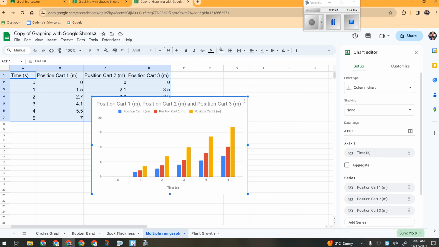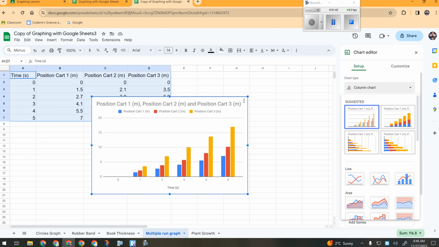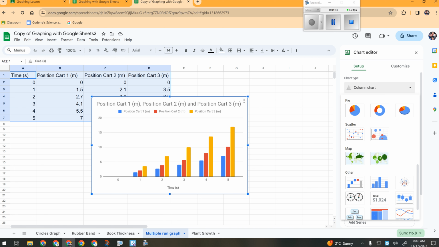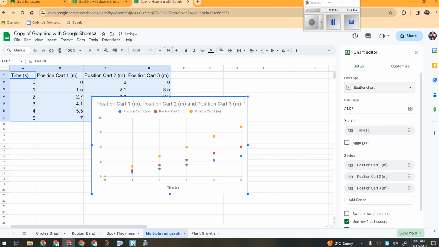So it picked a column graph. I don't want that, that's not what I'm looking for. So I have to go here to chart type where it says column chart, and I just have to scroll down until I find scatter. That's what we were doing yesterday with scatter plot graphs. Click on scatter and I get the dots, same as I would have got yesterday for all the ones we did. Just yesterday it defaulted to that.